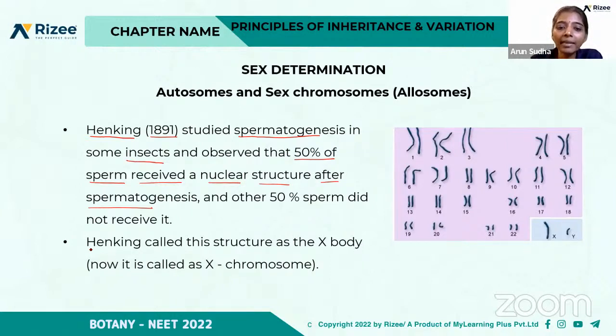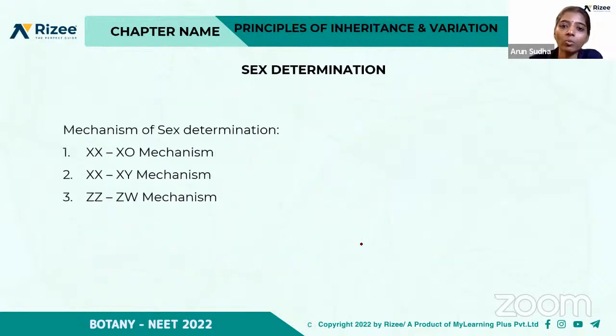Then Henking called this structure the X body, which is what we now call the X chromosome. He studied it and named it the X body in insects, and now it is called the X chromosome.